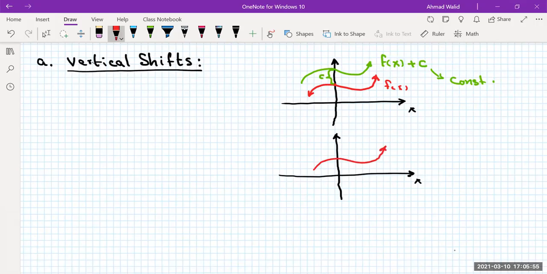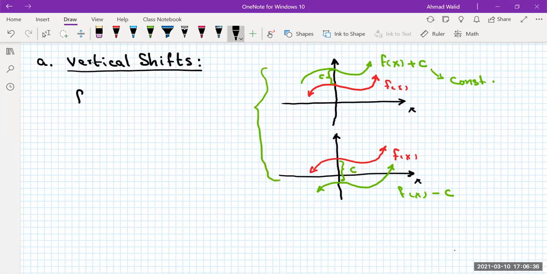Let me draw another one. This is, for example, your f of x, the graph of a function. And if I move this function C units down, then the green one will be f of x minus c. Actually, I shift my graph C units downward. Correct? We call both of them vertical shift.